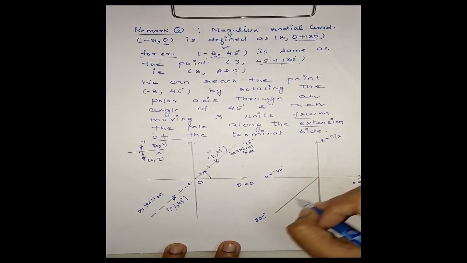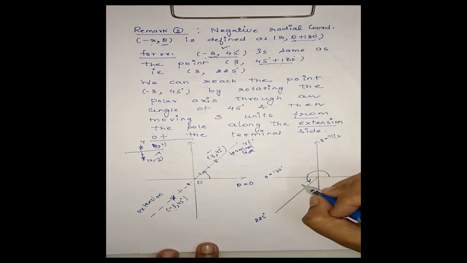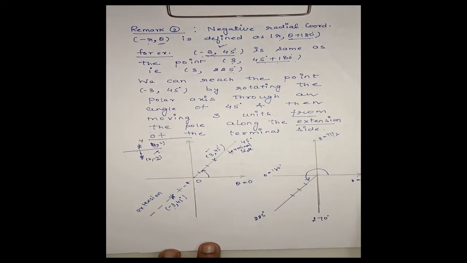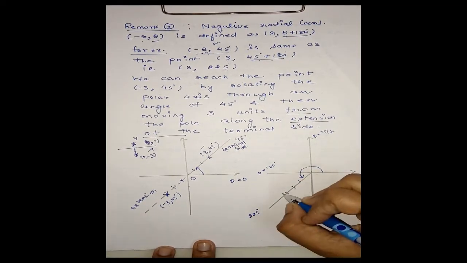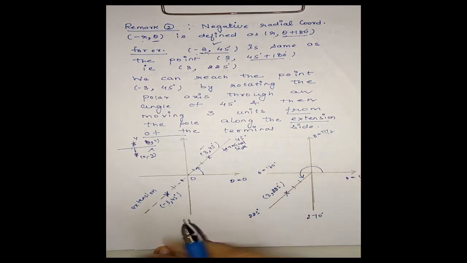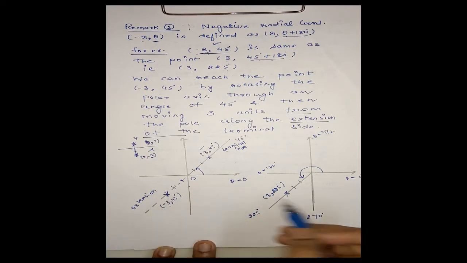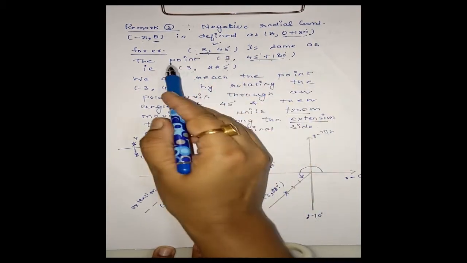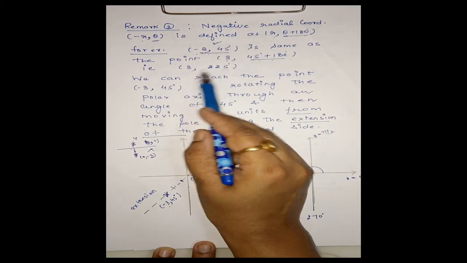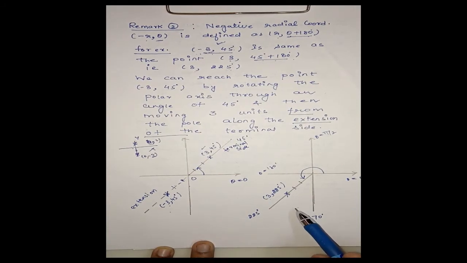Now rotating my polar axis through an angle of 225 degree and then taking the 3 units from the pole along the terminal side. Here it is the terminal side. That means this is the point 3, 225. And it is clear from these two graphs that these 2 points are same. That means we are getting the same point. Minus 345 degree and 3, 225 degree both are same. It is clear from the graph also.